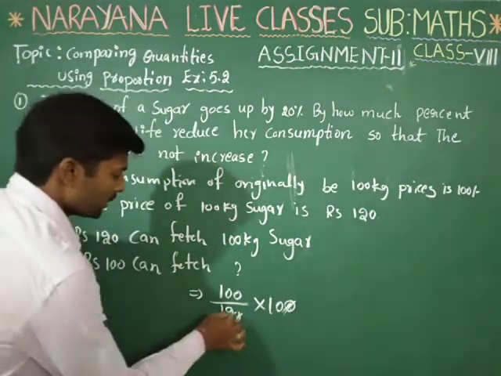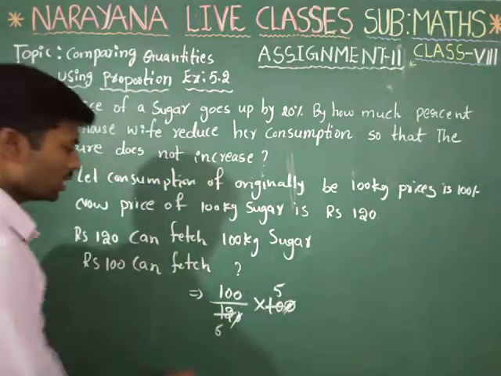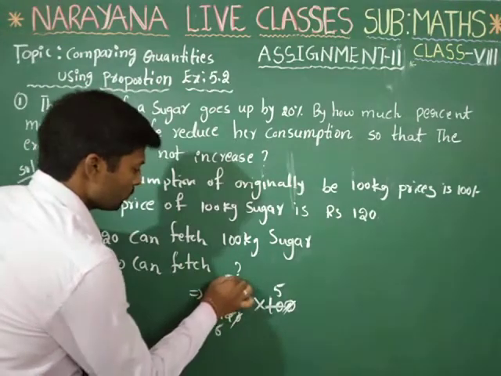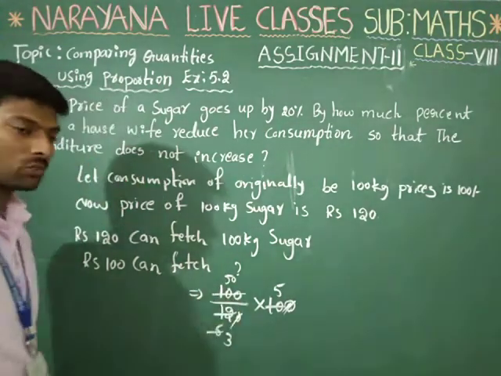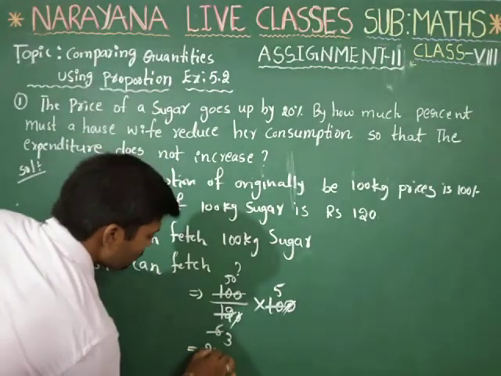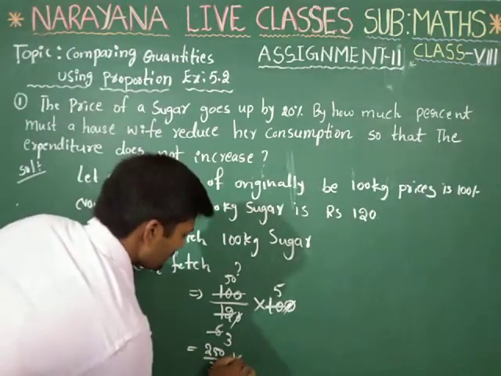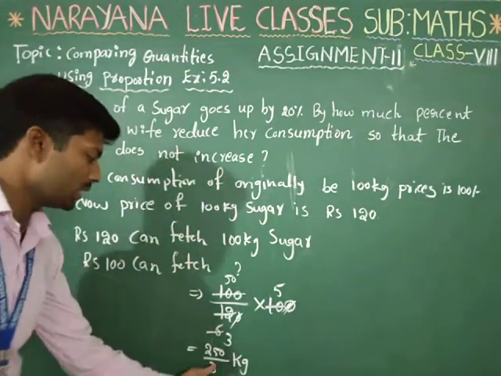It is cancelled. Here 2 sixes are 12 and 2 fives are 10, so 2 fifties are 100 and it is 3. So 50 into 5 will become 250. That is 250 upon 3 kgs, that is 250 by 3 kgs.